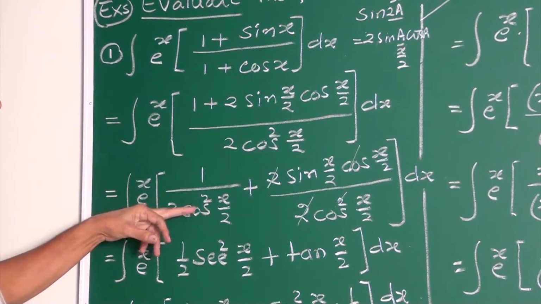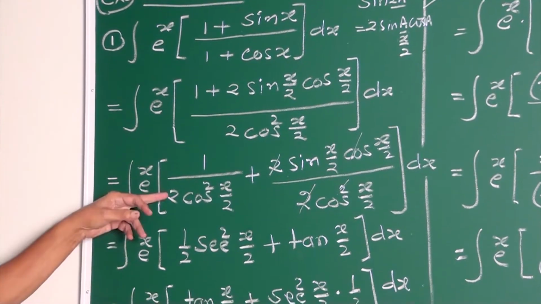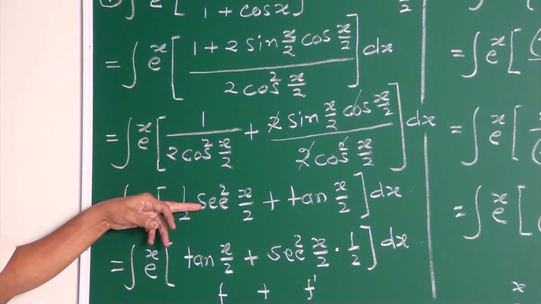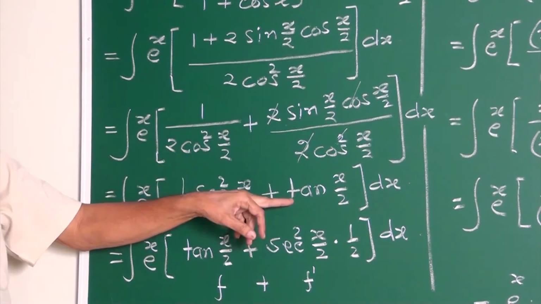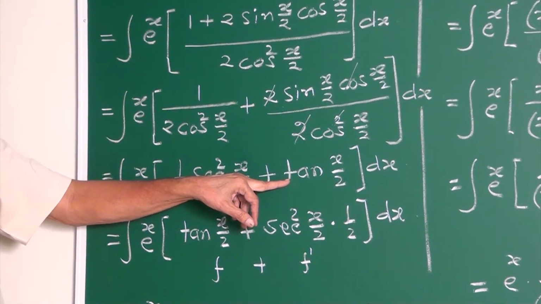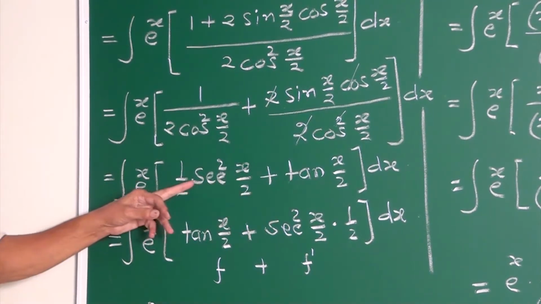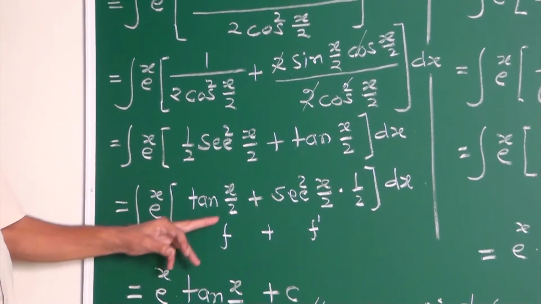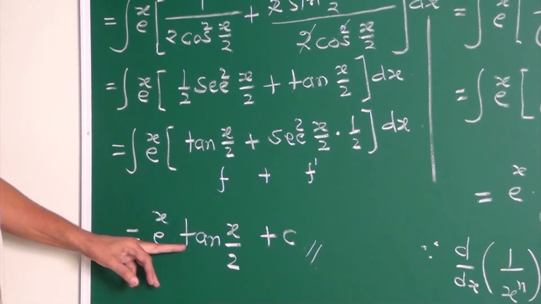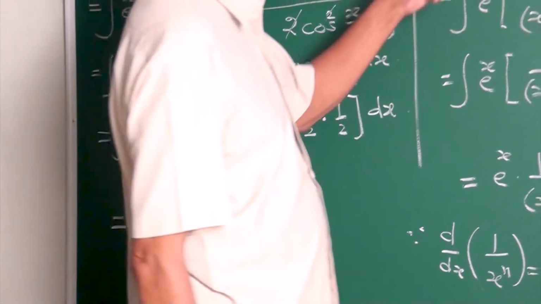Simplify. 1 upon this plus the second term divided by 2 cos square. Now it is 1 by 2 into 1 by cos square x by 2, plus 2 cancels and 1 cos cancels. Sin by cos is tan x by 2. Tan x by 2, that's my friend. If this is your f, it is definitely f dash. So it is e to the power x into f plus f dash, which is what? E to the power x into f, my friend. F. This is another example.